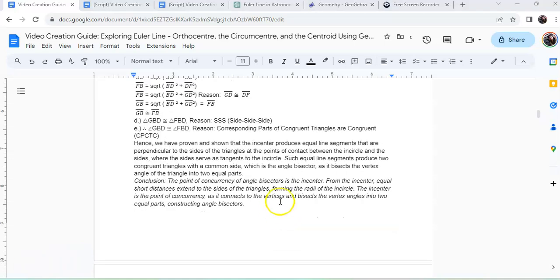Here's now our conclusion. The point of concurrency of the angle bisectors is the incenter. From the incenter, equal short distances extend to the sides of the triangle, forming the radii of the incircle. And the incenter is the point of concurrency as it connects to the vertices and bisects the vertex angles into two equal parts, constructing angle bisectors.